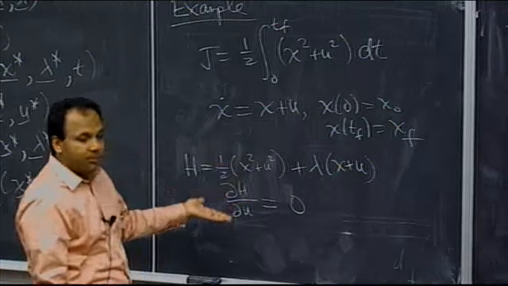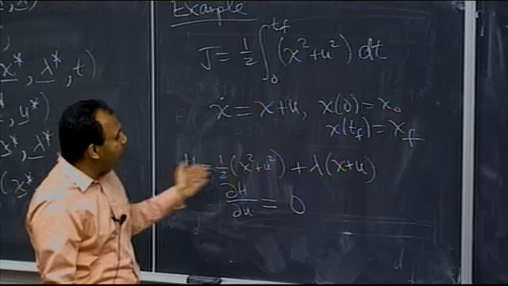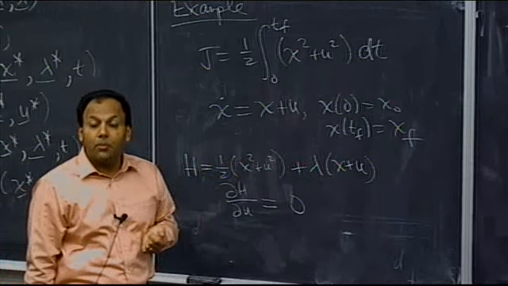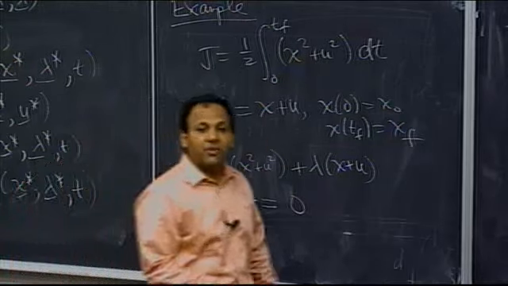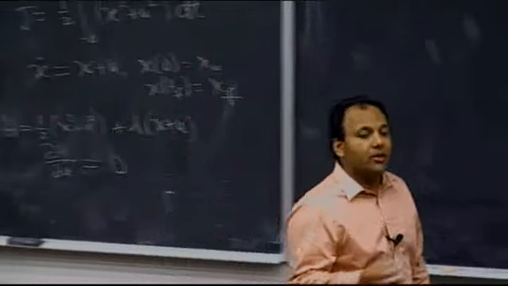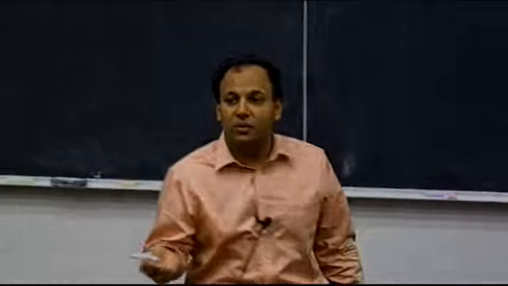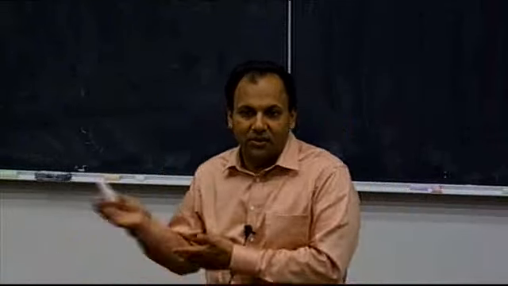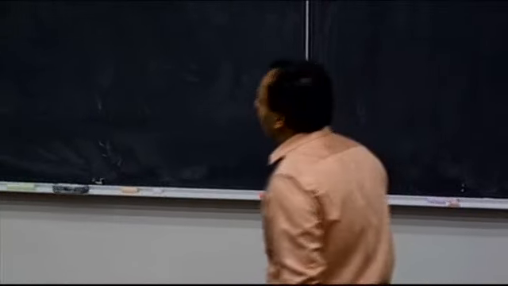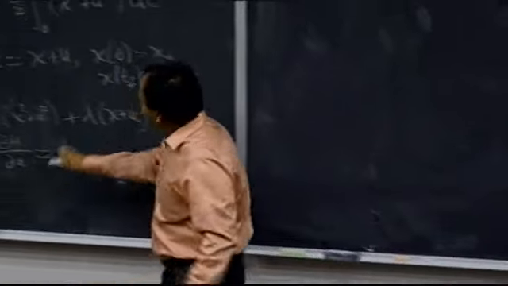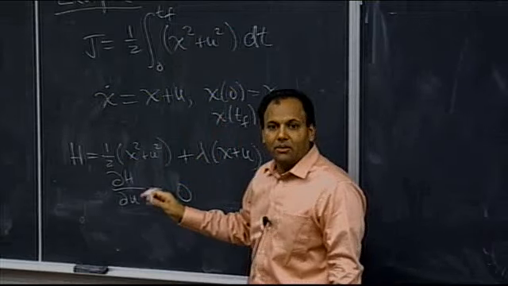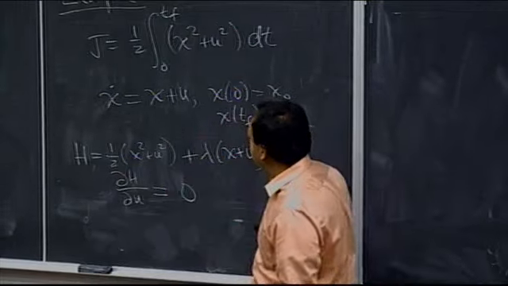And if the control doesn't appear in dH/du, when will the control not appear in dH/du? When it's linear. When it's linear in the control, right? If the Hamiltonian's linear in the control, you're not going to get something that's a function of u, because if you take a derivative of a linear function, you get something that's not a function of that variable anymore, right? So clearly, the fact that this is not linear in u, which is what I was trying to get you to say, means it will give me something that's a function of the control.